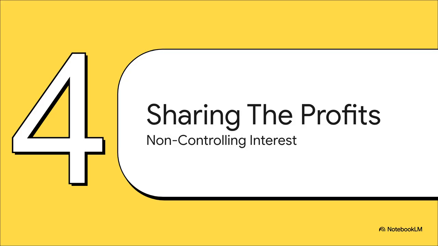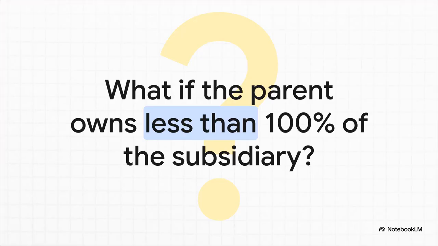Okay, so we figured out how to handle sales between the companies, but what happens when the parent company doesn't actually own 100% of its subsidiary? This is a super common scenario. A parent might control a subsidiary by owning, say, 75% or 80% of it. So what about that other 25%? Who does that piece belong to, and how do we make sure they get their fair share of the profits?